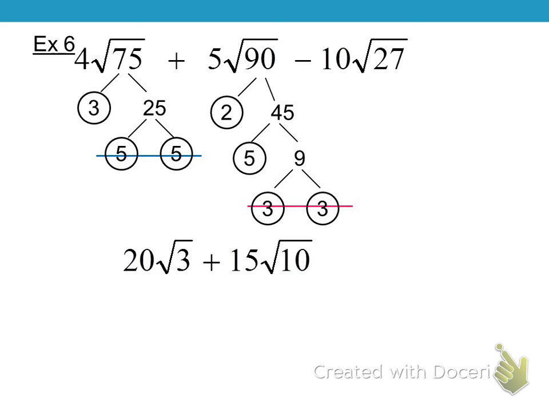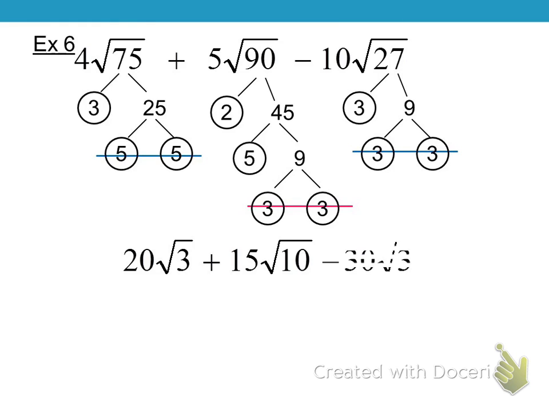Okay. 90 and 3. 3 and 3. Who's coming out? 3. Who's already out there? 10. 30 square root 3. Minus 30 square root the lonely 3.